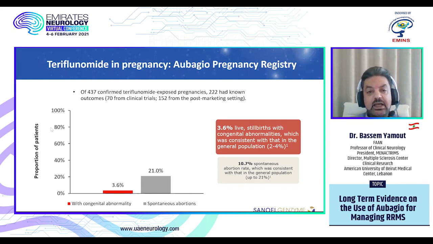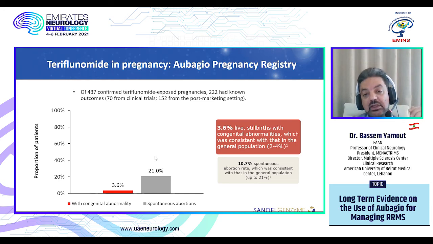So finally, last year, the teriflunomide pregnancy registry was published. We had a total of 437 confirmed teriflunomide-exposed pregnancies. 222 of them had known outcome. And if you look here, the rate of congenital anomalies on teriflunomide was only 3.6%. And remember that in the general population, the rate of congenital anomalies is 2 to 4%. So the rate of congenital anomalies with teriflunomide was similar to the general population, as was the rate of spontaneous abortion, which was 10%. And in the general population, the abortion rate is usually up to 21%.